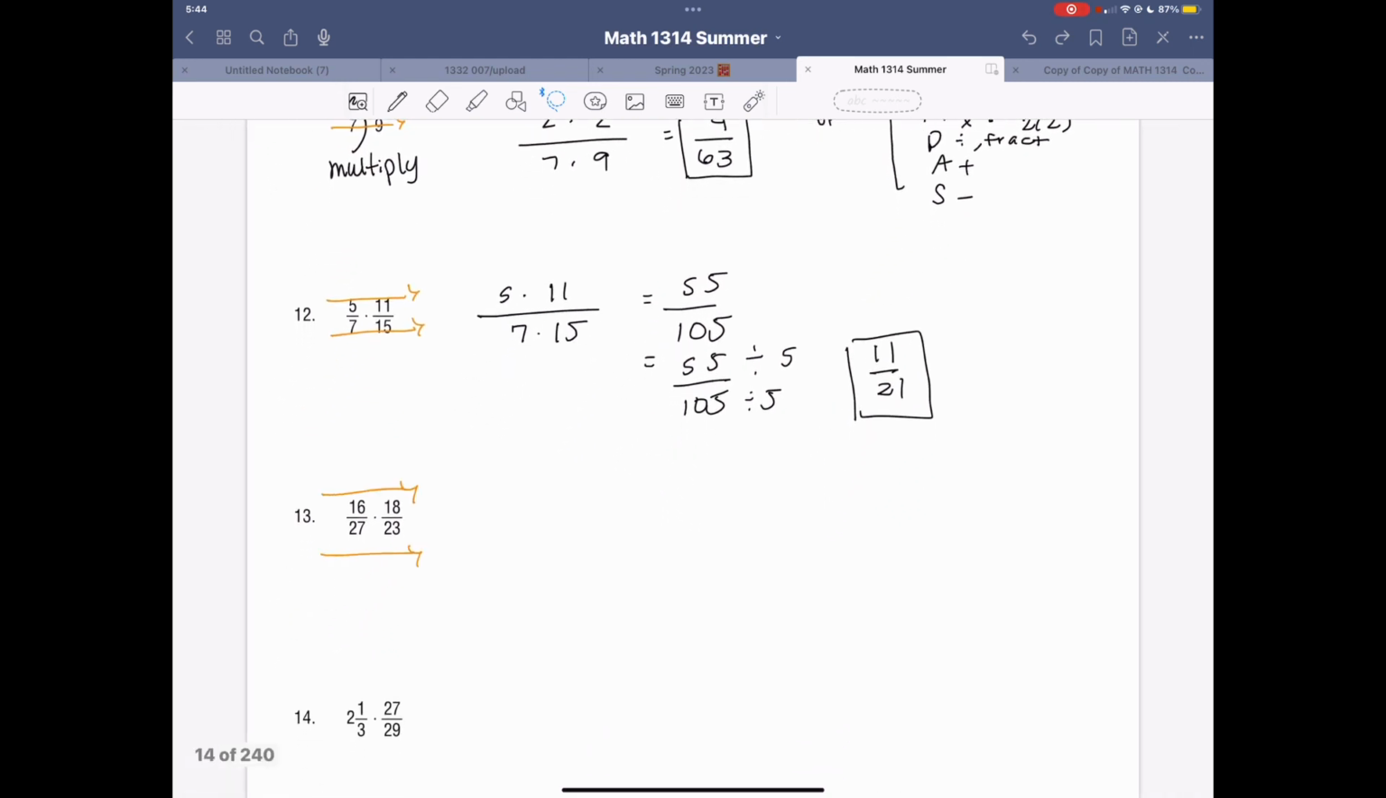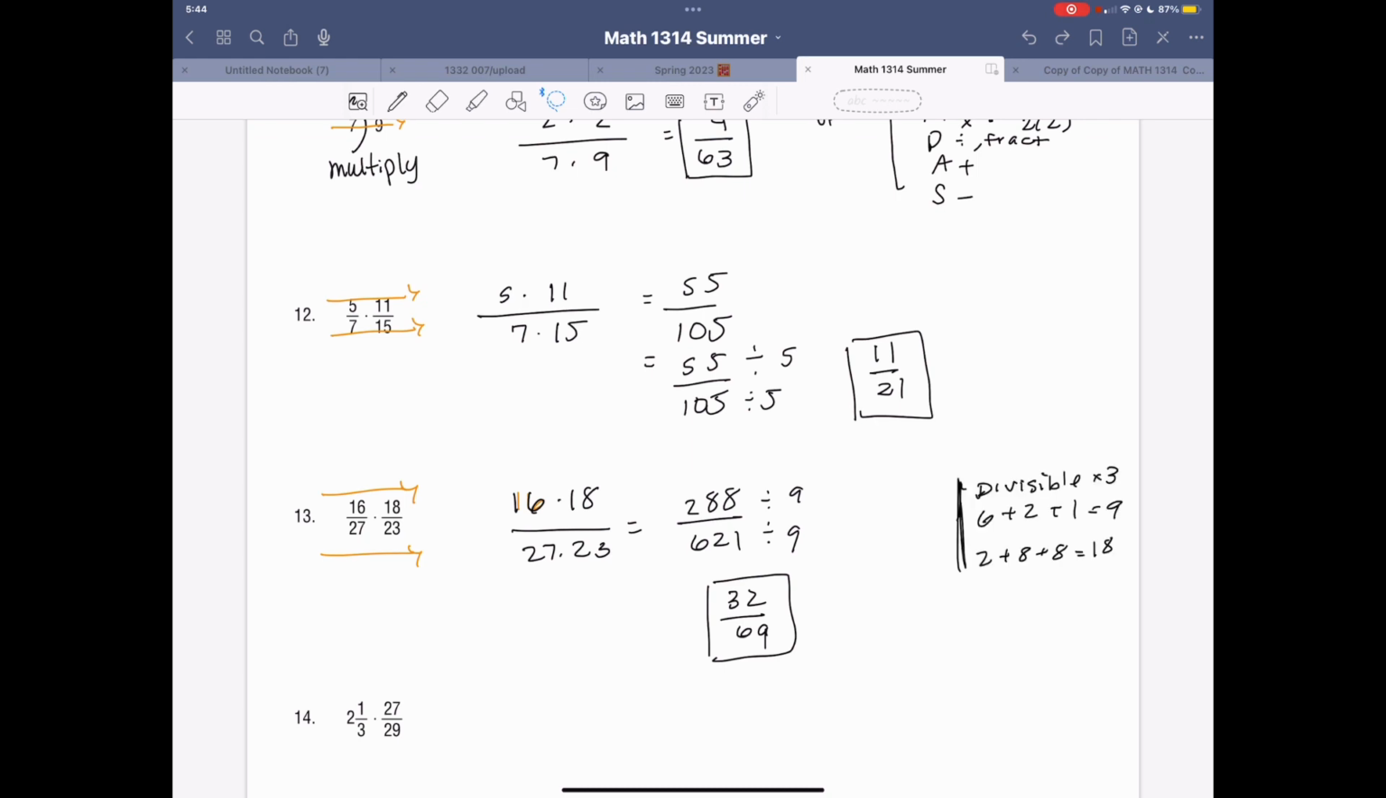So next, we're multiplying 16 times 18 and then 27 times 23. From that, I get 288 over 621. When I'm simplifying this, I can tell you right now they're divisible by 3. The way that you tell something is divisible by 3 is you add all the digits together. I'm just going to go with 9, divide the top and the bottom by 9. My answer is 32 over 69.